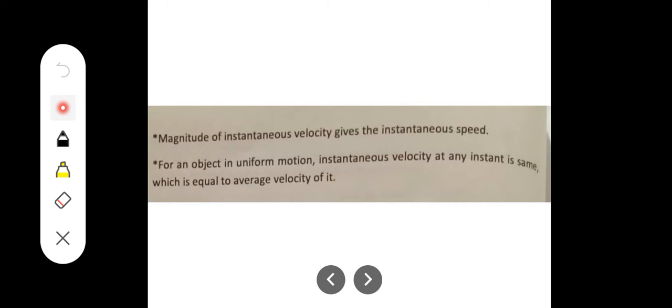And for an object in uniform motion, instantaneous velocity at any instant is the same, which is equal to its average velocity. So average velocity will be equal to instantaneous velocity in the case of uniform motion. Remember these two points. These may be asked in competitive examinations also. Sometimes the second one is very important. A few times I have seen it in the CET question paper. So just remember that.